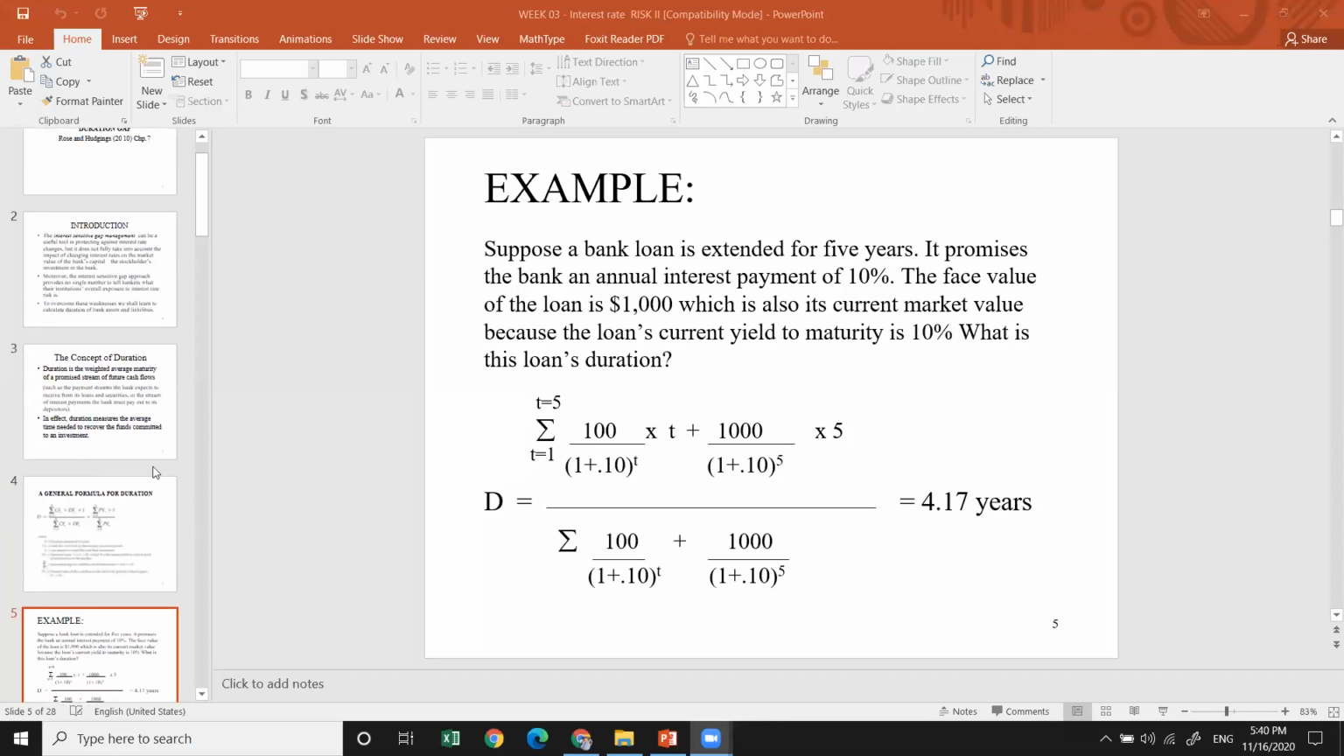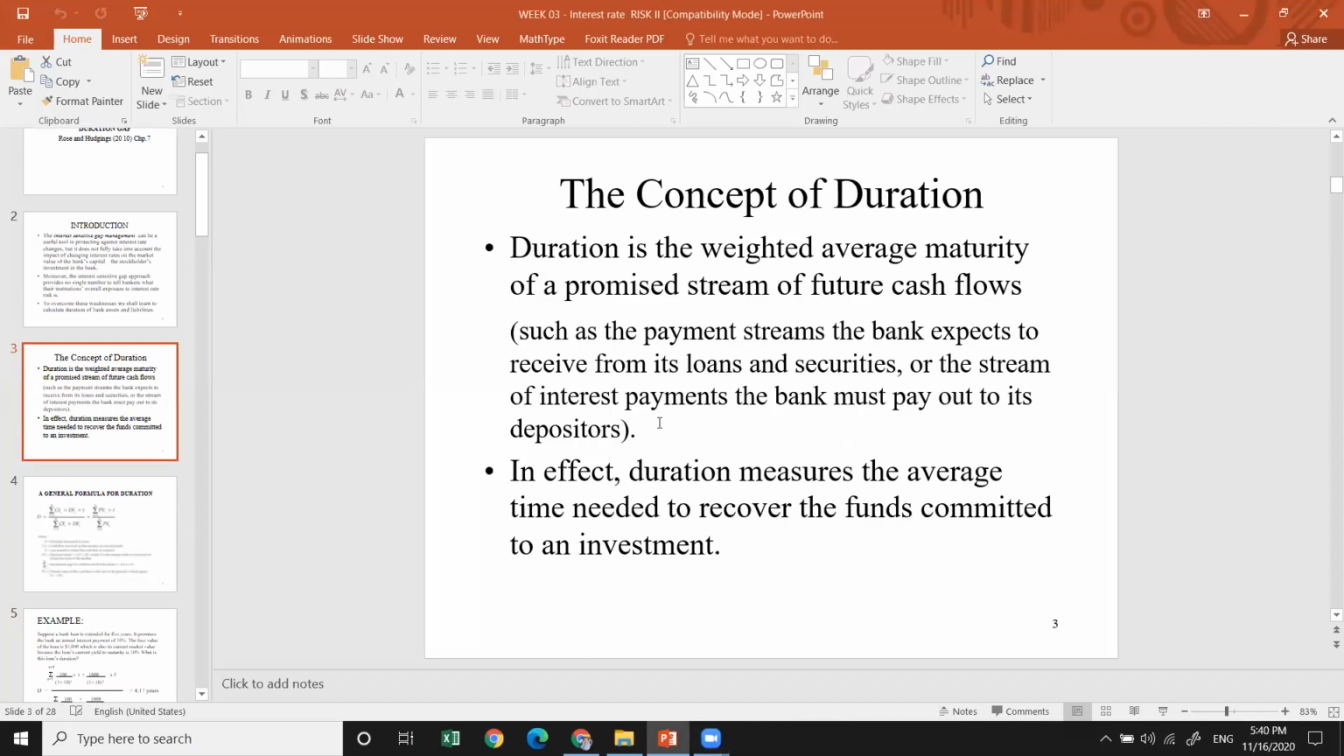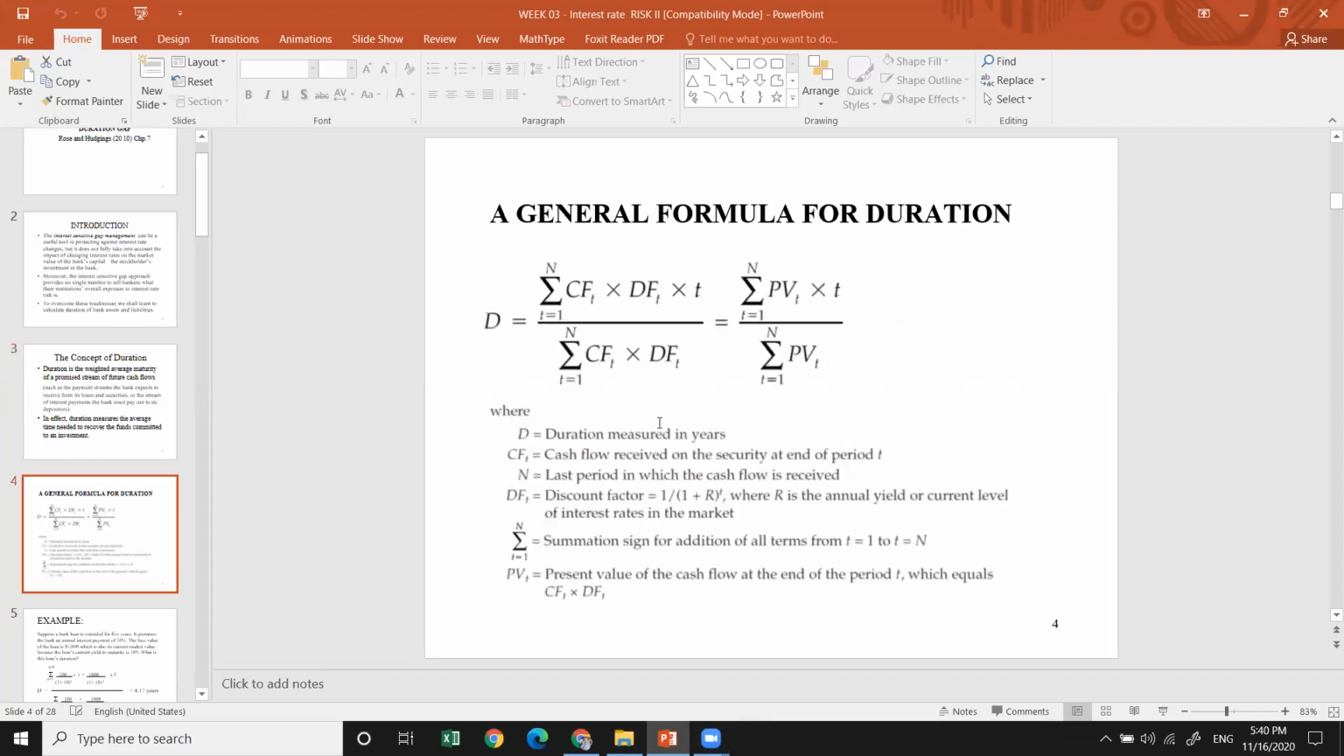Okay, then it means that I have to go again from the beginning for the formula. So the duration itself measures the average time that is needed to recover the funds committed to a certain investment project. So there's a formula given here: cash flow, discount factor, timing, and so on. We'll see in more detail using an Excel spreadsheet how to calculate it. You'll get a better idea of it.